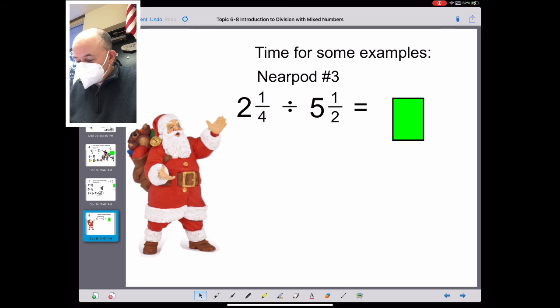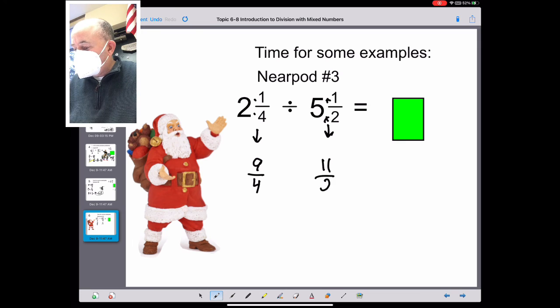Never mind. All right. So, first thing we do, make them into improper fractions. 4 times 2 is 8, plus 1 is 9, so we have 9 over 4. We have 2 times 5 is 10, plus 1 is 11 over 2. All right, now we have to invert and multiply. So we're going to do 2 over 11 multiplied by 9 over 4.